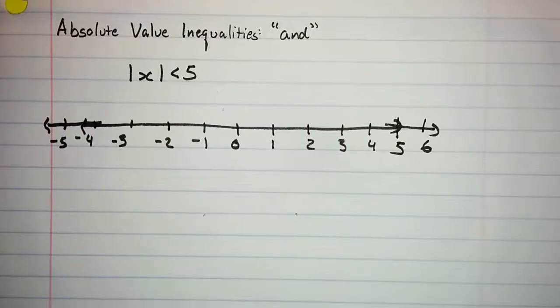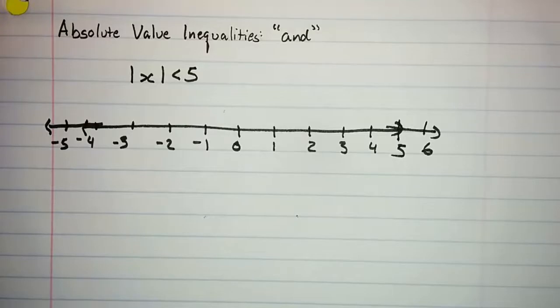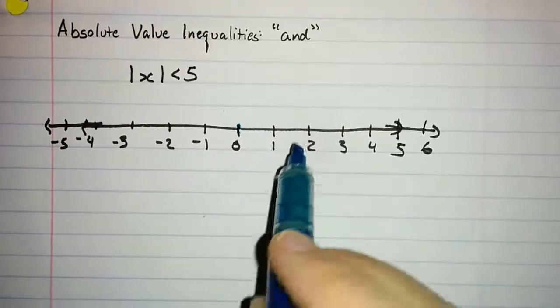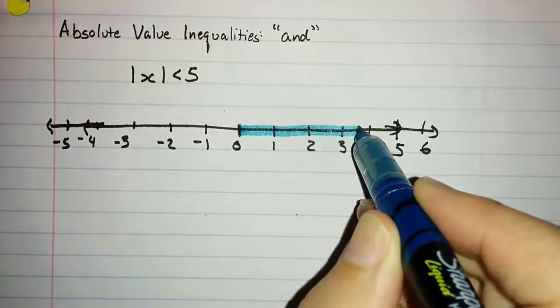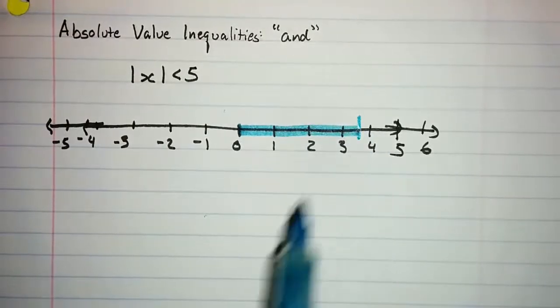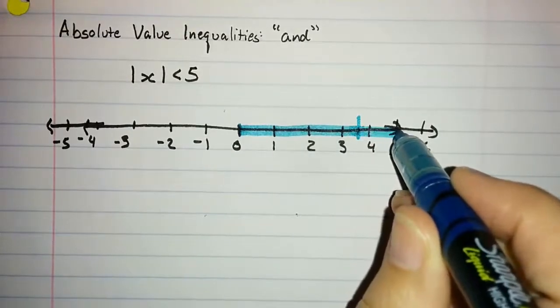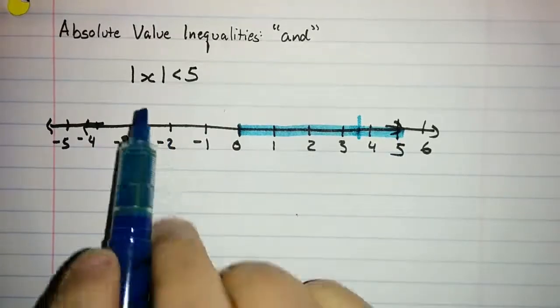So here's a number line with 0 in the middle. And remember, absolute value describes a number's distance from 0. What are the numbers whose distance from 0 is less than 5? Well, we have some positive numbers, right? All of these numbers are less than 5 away from 0. For example, this number is about 3.5 away from 0. Less than 5.